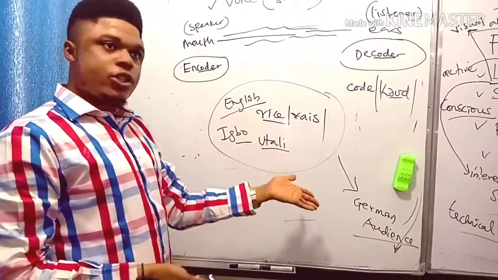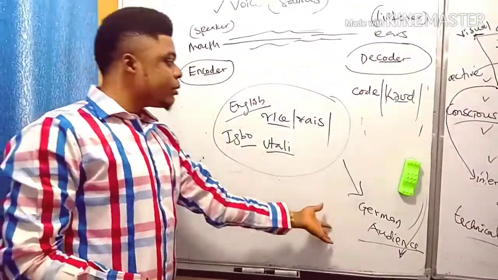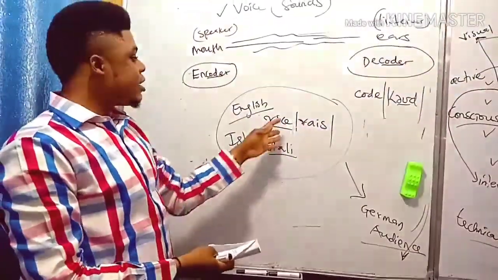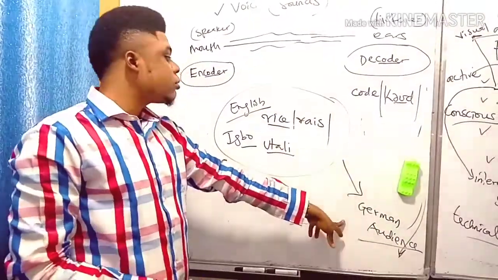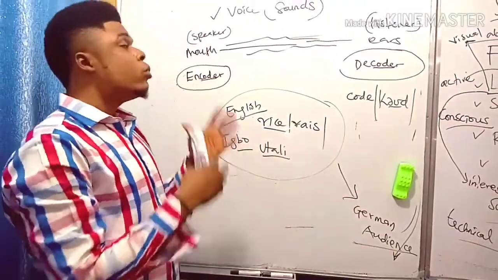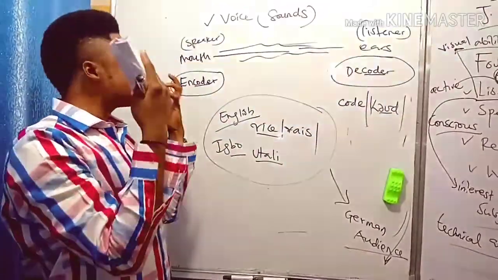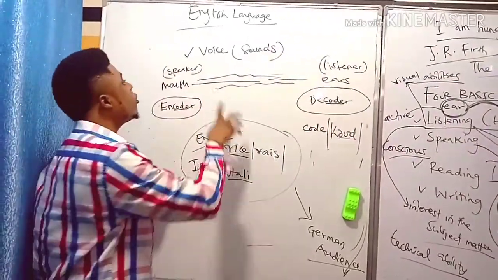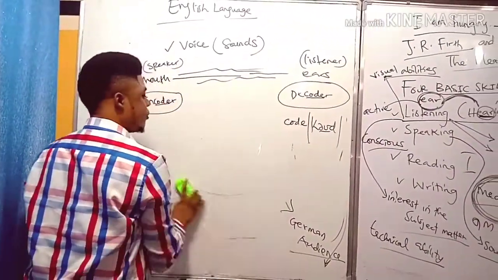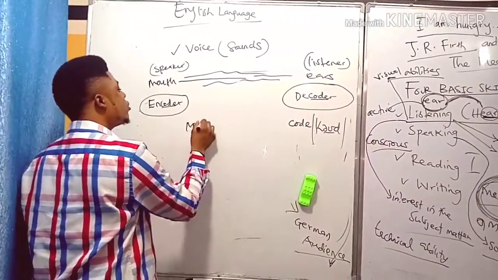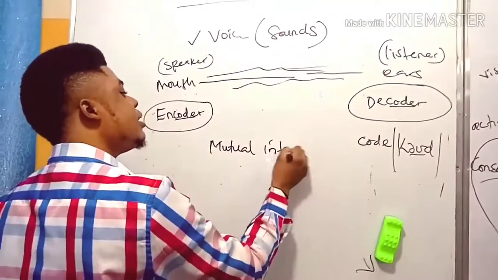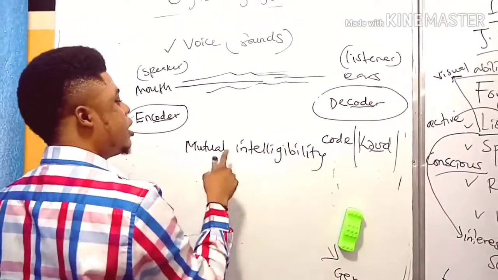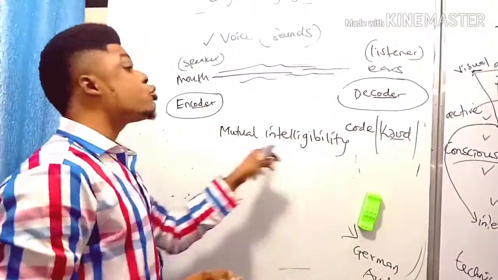What is rice to a German man? What is otali to a German man? He or she is not conversant with all of these terms. But if I say something in German, of course, this German audience would obviously grasp that thing I'm saying very easily because I am speaking in that language. So for speaking to thrive, there is something they call mutual intelligibility. I hope I got that spelling right. Intelligibility. Yeah. There must be mutual intelligibility.